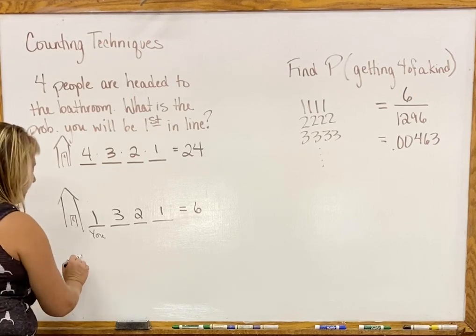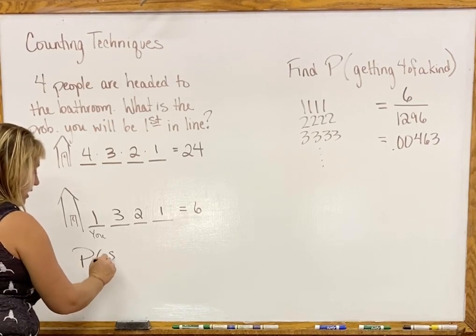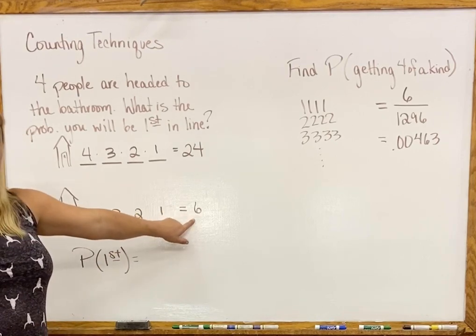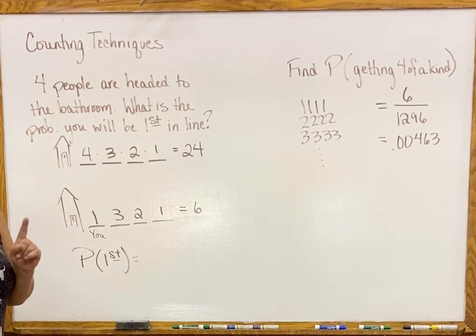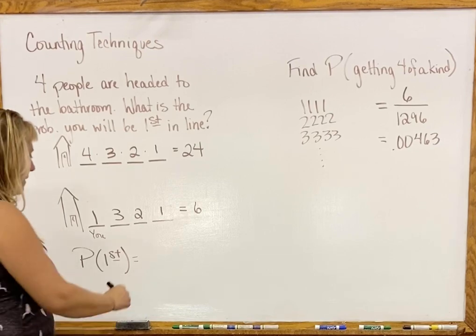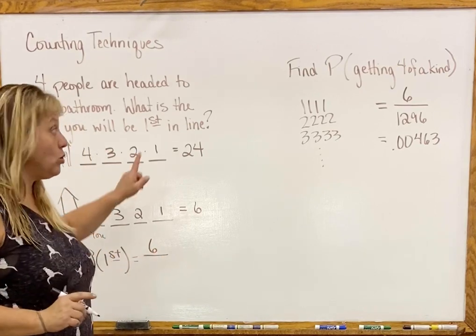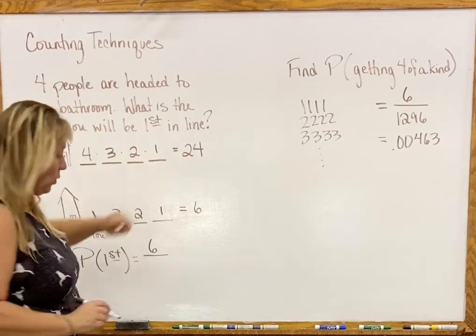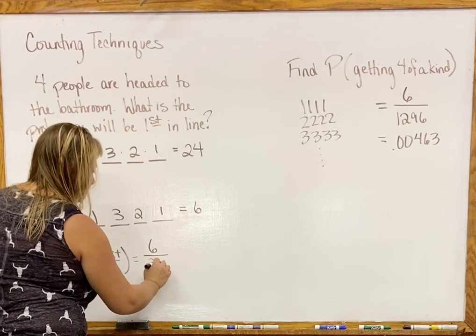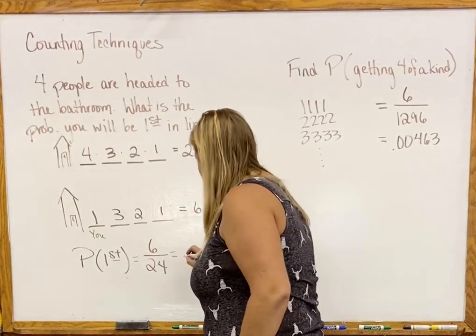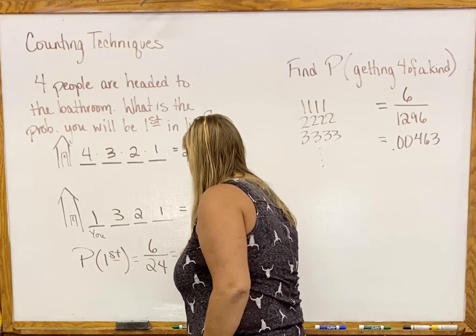So now if we want to find the probability that you are first in line, we know that there are 6 ways that it can happen. There are 6 ways that you can be the first person and then you really don't care what's going on behind you. So there's 6 ways for that to happen, out of the total 24, and what is that? That is 25%, so 0.25.